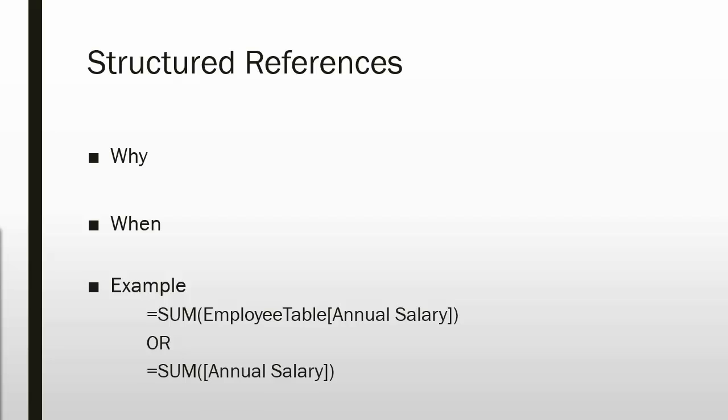The sum function, when using a structured reference such as I'm showing you here, does not require more than one argument. The argument is, here in the fully qualified one, the table name, i.e. employee table, followed by an open square bracket, followed by the qualifier, in this case annual salary, which is the name of the column, followed by a closing square bracket, and last is our closing parenthesis for the sum function.